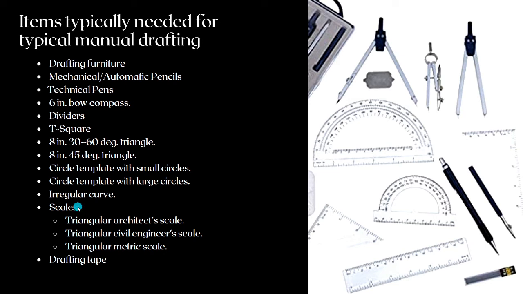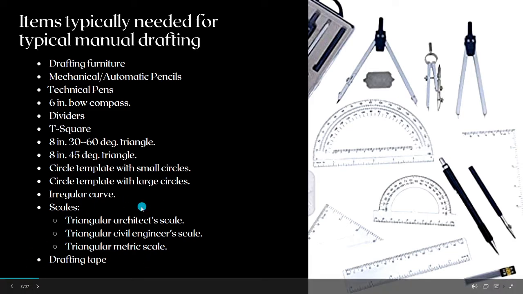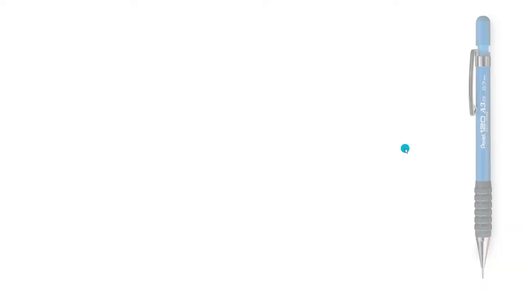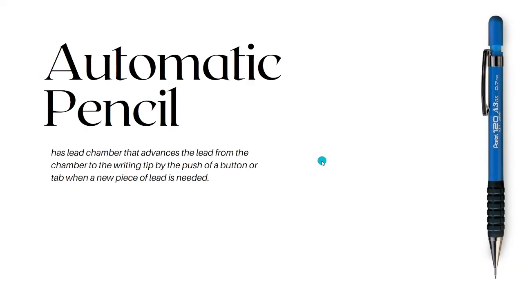Then mga scales, katong what I showed you before, katong triangular scales, mga civil engineering scales. Then usa ka drafting tape. So unsa man sila, unsa mga porma nila ani. So I will be explaining this all to you. So first off, we'll be talking about the automatic pencil.